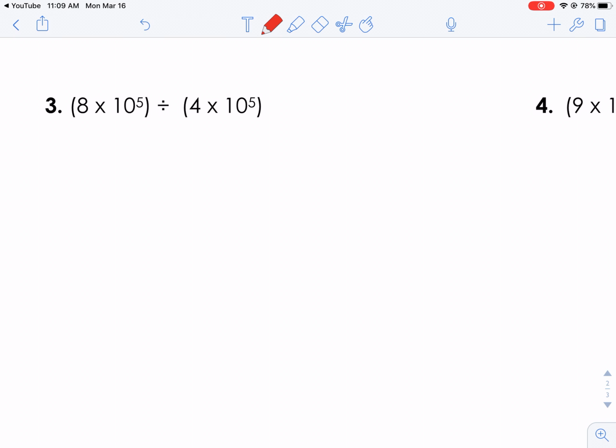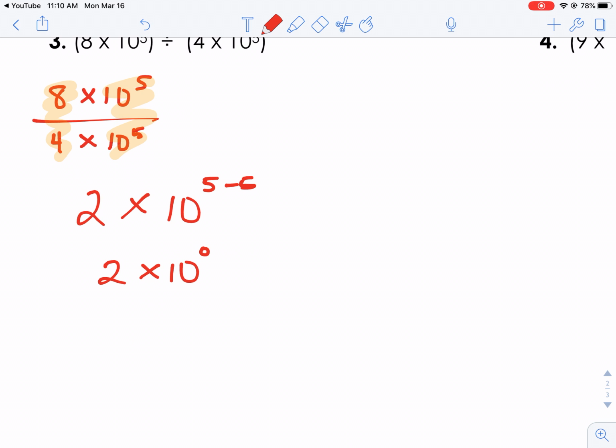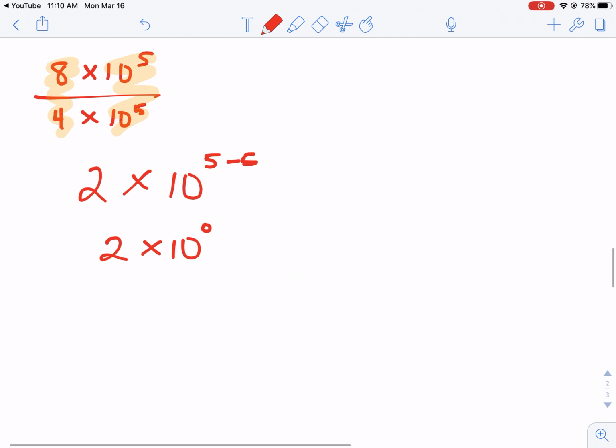Number 3, we have 8 times 10 to the 5th divided by 4 times 10 to the 5th. Again, if you prefer, you can rewrite it using your fraction bar as division, whatever makes the most sense for you. So we have 8 divided by 4, and then 10 to the 5th divided by 10 to the 5th. Well, 8 divided by 4 is 2. It's just going to be a whole number. And then our exponents would be subtracted. So 5 minus 5 would give us 2 times 10 to the 0. If you remember from many days ago, any number to the 0 power is 1. So we can write this as 2 times 1 or just regular 2.